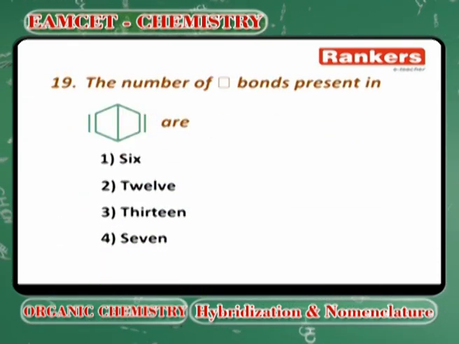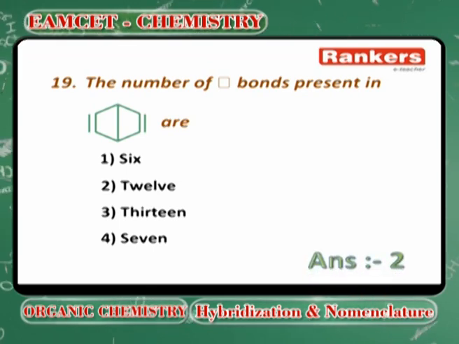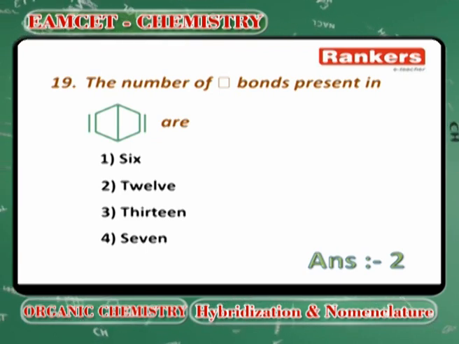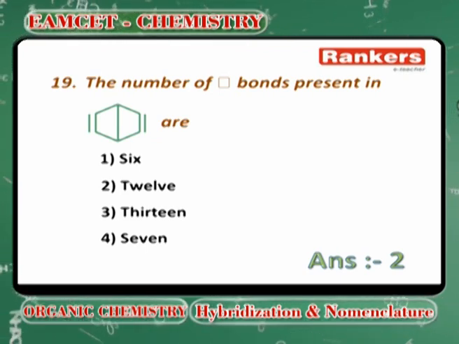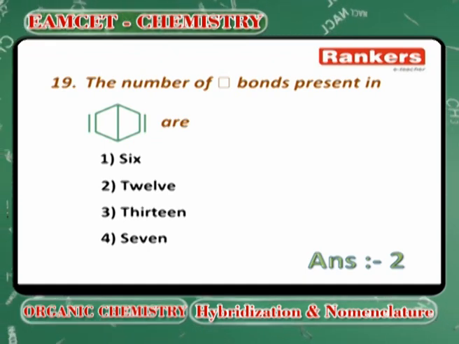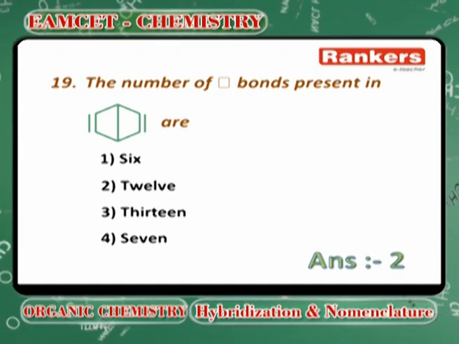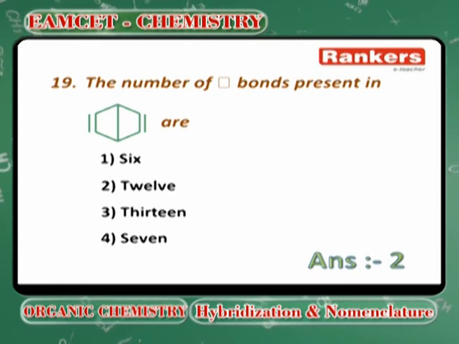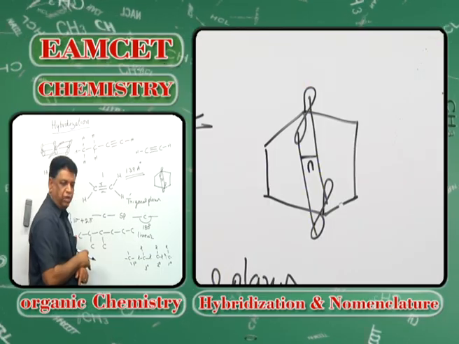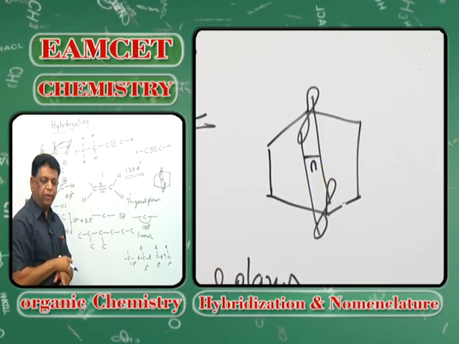Next. The number of sigma bonds present in benzene is asked. This is benzene only, but here the structure is not proposed by Kekulé, this is the structure proposed by Dewar. According to his theory, the two pi orbitals which are directly against each other make a pi bond. So, therefore, in the middle there is a pi bond.